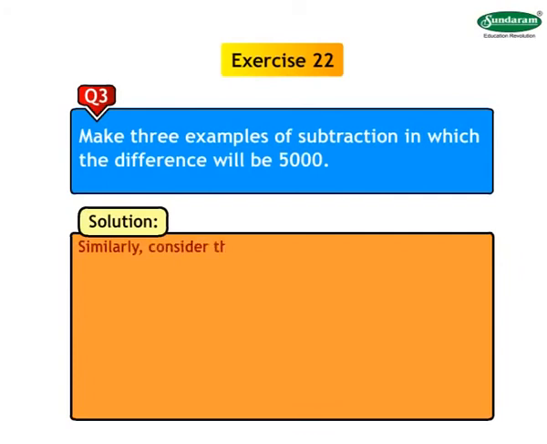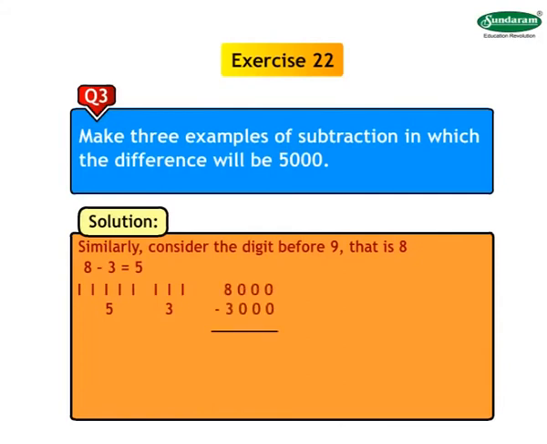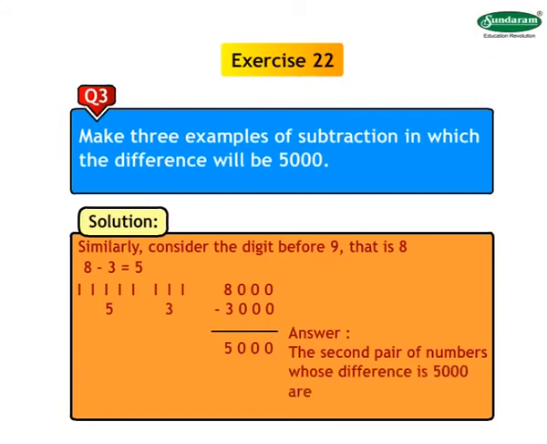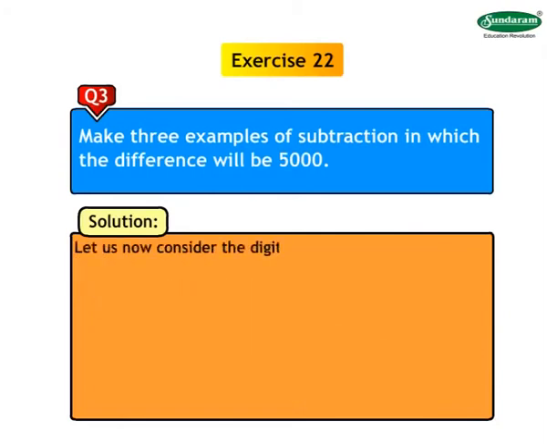Similarly, consider the digit before 9, that is 8. We have to deduct 3 from 8 to get the difference as 5. See on the screen. Again place 3 zeros after 8 and 3 and then subtract. Thus, 8000 minus 3000 is equal to 5000. Therefore, the second pair of numbers whose difference is 5000 are 8000 and 3000. Let us now consider the digit before 8, that is 7.